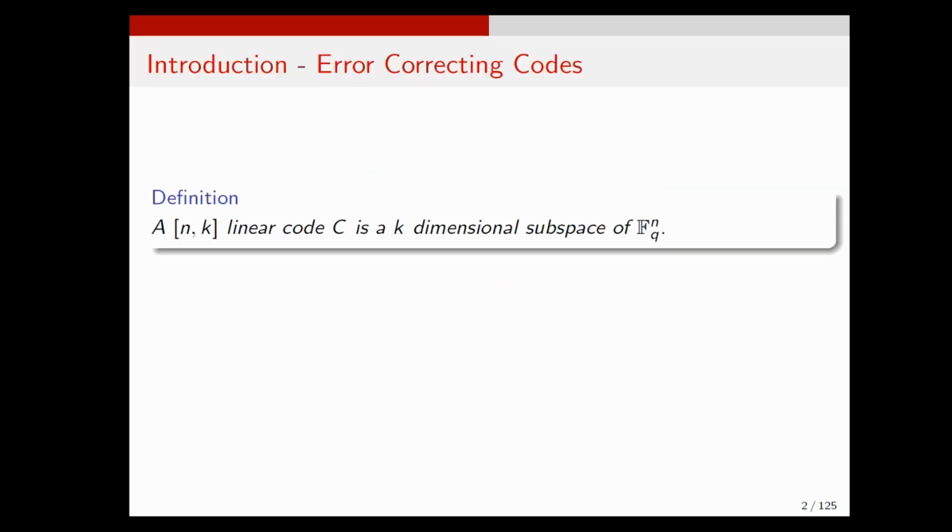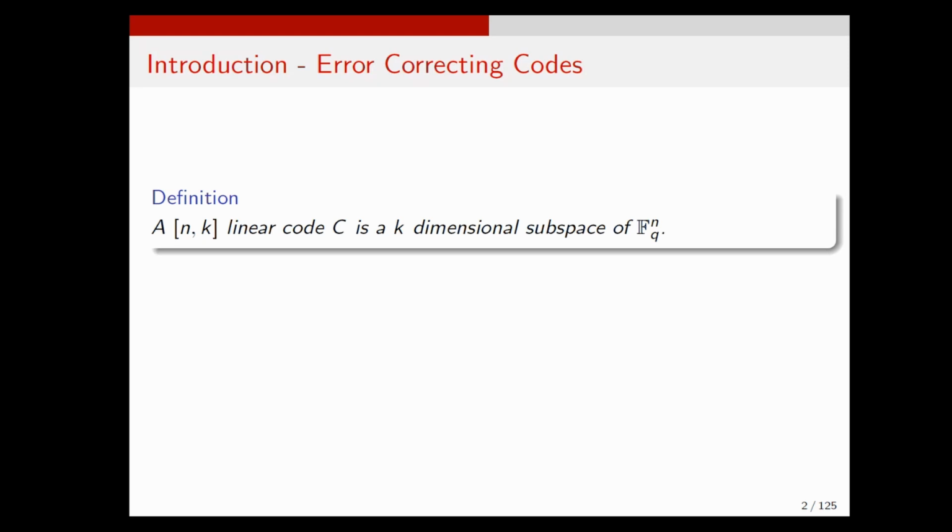To begin with, let's just talk about what are error correcting codes. At least in this talk, we'll only be talking about linear error correcting codes. A linear error correcting code is basically just a subspace of an n-dimensional vector space over a finite field. So an (n, k) linear code is just a k-dimensional subspace of F_p^n.